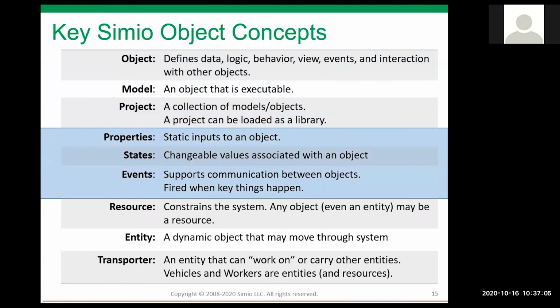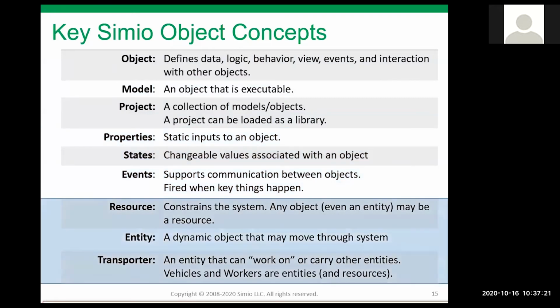Properties, states, and events are all characteristics of an object. The inputs to an object, I guess the key difference is properties are static and states are changeable during a run. And we'll come back and talk about all of these things in more detail. And then resource entities and transporters are all types of objects that constrain flow through the system or enable flow through the system.